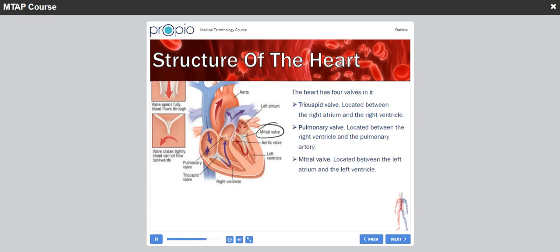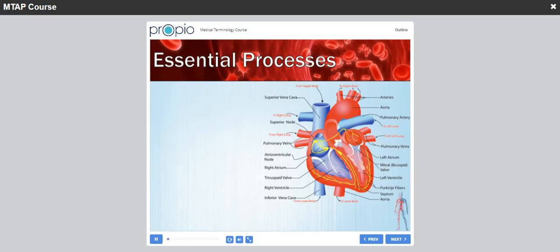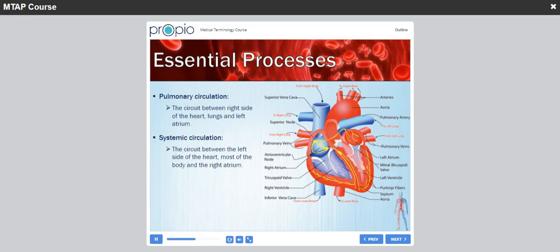Let's talk about the kinds of circulations there are. The pulmonary circulation, that is the circuit between the right side of the heart, lungs, and left atrium. The systemic circulation is the circuit between the left side of the heart, most of the body, and the right atrium. And finally, the coronary circulation. It includes the arteries that provide oxygen-rich blood to the heart muscle.